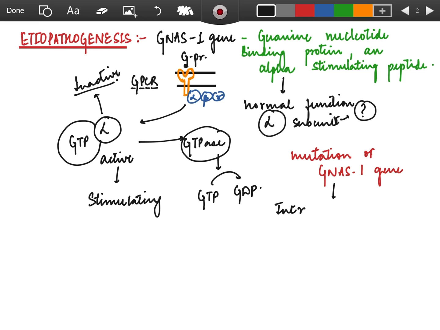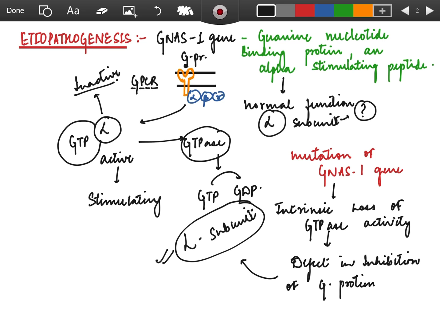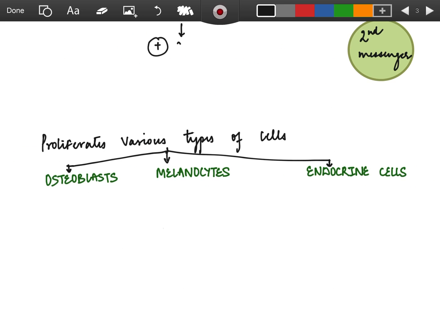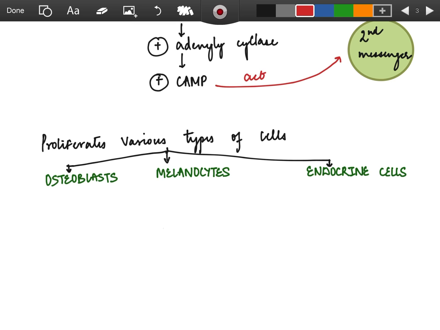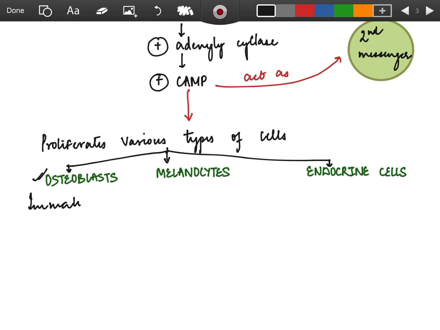The mutation causes an intrinsic loss of GTPase activity. So there is a defect in inhibition of the G protein, basically of the alpha subunit, which was stimulating in nature. Now you can see how in fibrous dysplasia there is proliferation of various types of cells, because we now have activation of adenyl cyclase, causing prolonged activation of cAMP, which acts as a second messenger. So there is proliferation of various cells like osteoblasts.